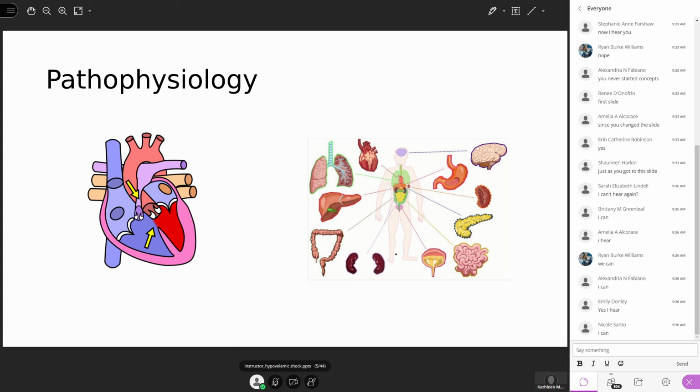All right. So again, because of this low venous return to the heart, the stroke volume is going to decrease, the cardiac output and the blood pressure are going to decrease. So now you're talking basically about hypovolemic shock.